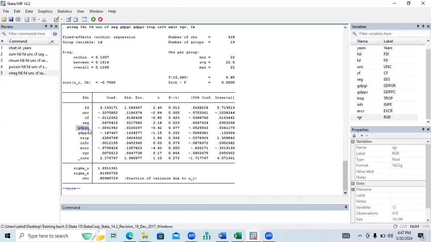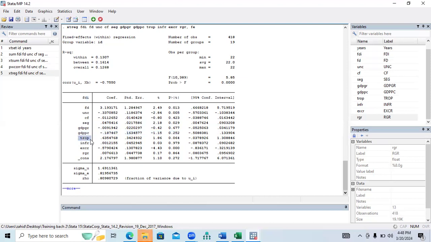Then GDP growth rate, it is negative, but it is not significant. So we can say that GDP growth rate negatively impacts the FDI, but this negative impact is not significant here at any level. Because if you see, the p-value is about 67%, 68%. So it is not significant. Then GDP per capita, if you see here the value, it is also not significant. So it is negatively impacting the FDI, but it is not significant here.